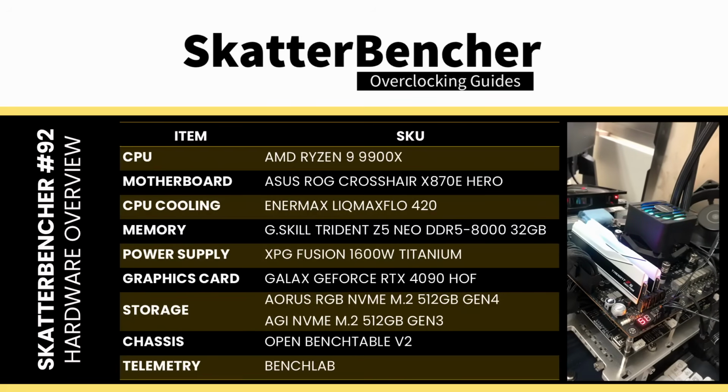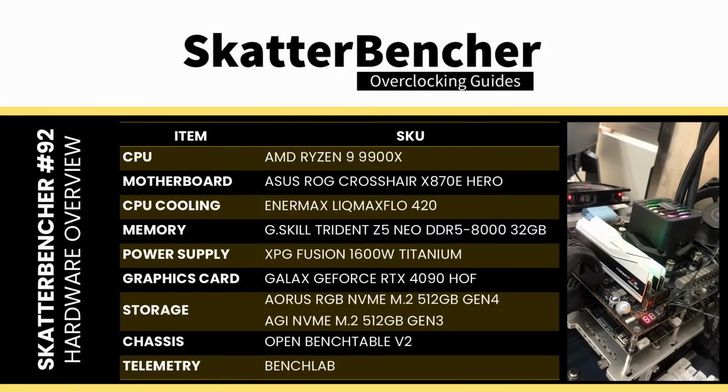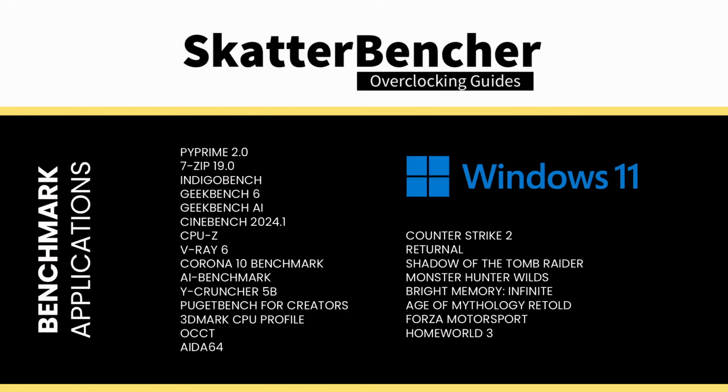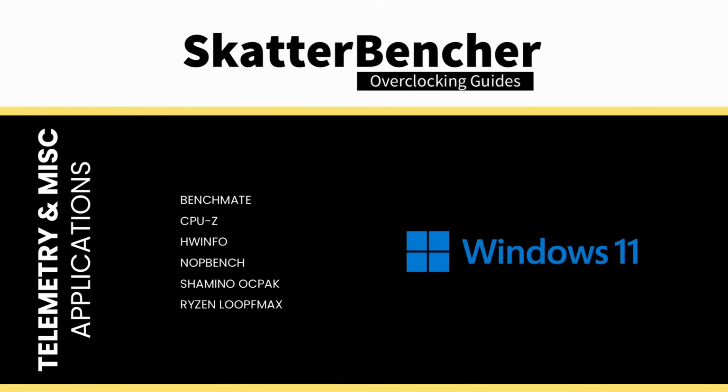The system we're overclocking today consists of the following hardware. We use Windows 11 and the following benchmark applications and games to measure performance and ensure system stability. I use the following tools to check and log system telemetry, adjust clock frequencies, and launch benchmarks. Before we start overclocking, of course, we first have to look at the performance at default settings.